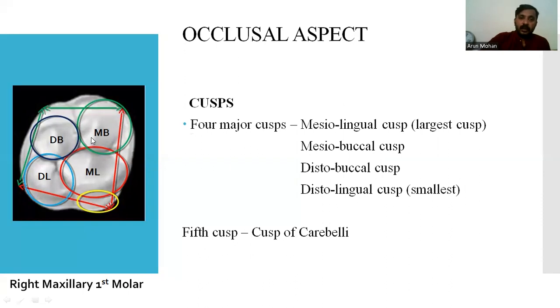In the occlusal aspect, we can appreciate all four major cusps. Arranged in order of size, the mesiolingual is the largest, followed by the mesiobuccal, the distobuccal, and the distolingual is the smallest. The cusp of Carabelli, the fifth cusp attached to the mesiolingual cusp, can also be appreciated from this aspect.